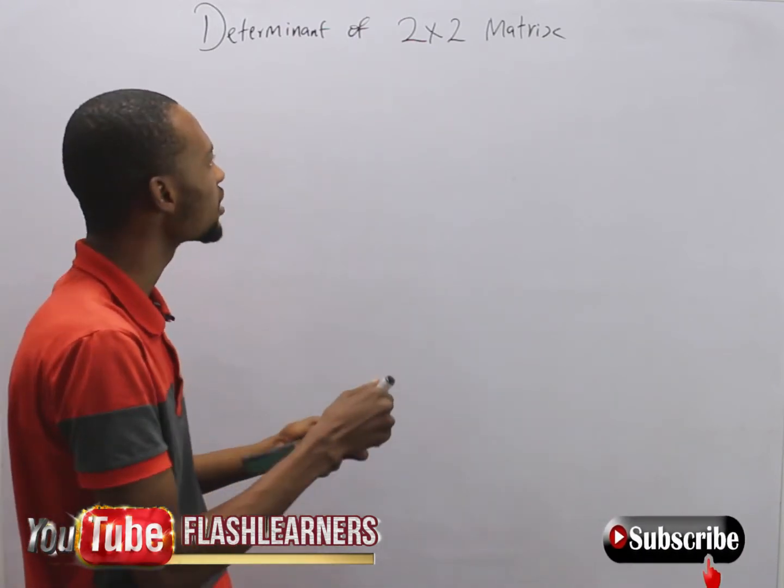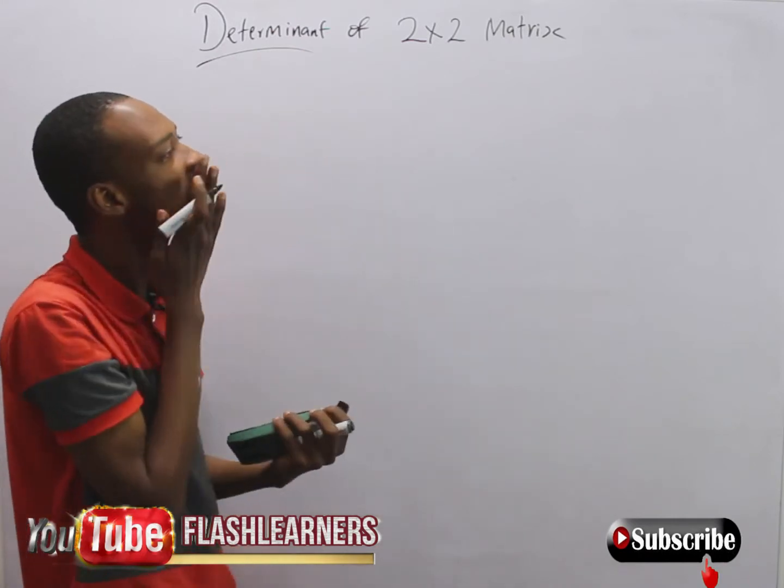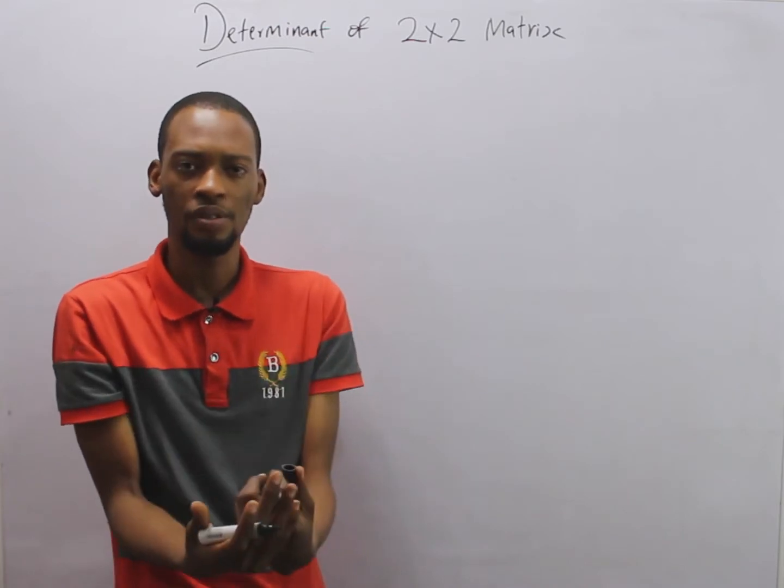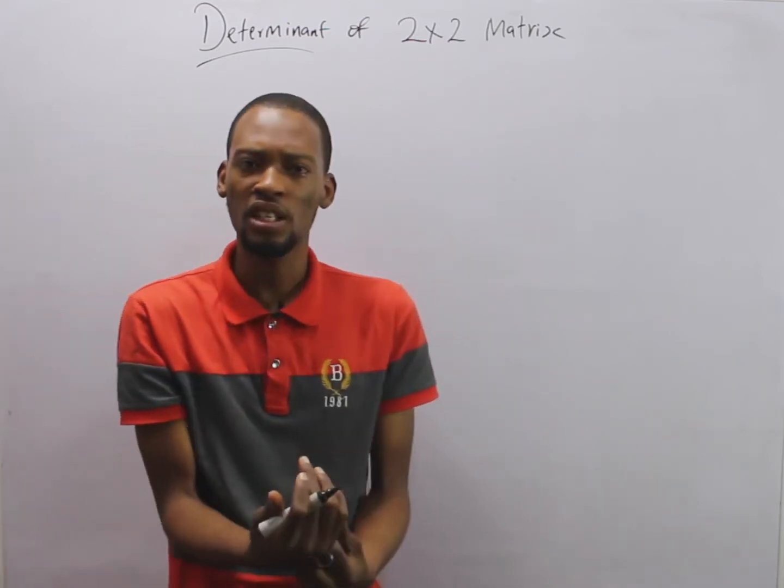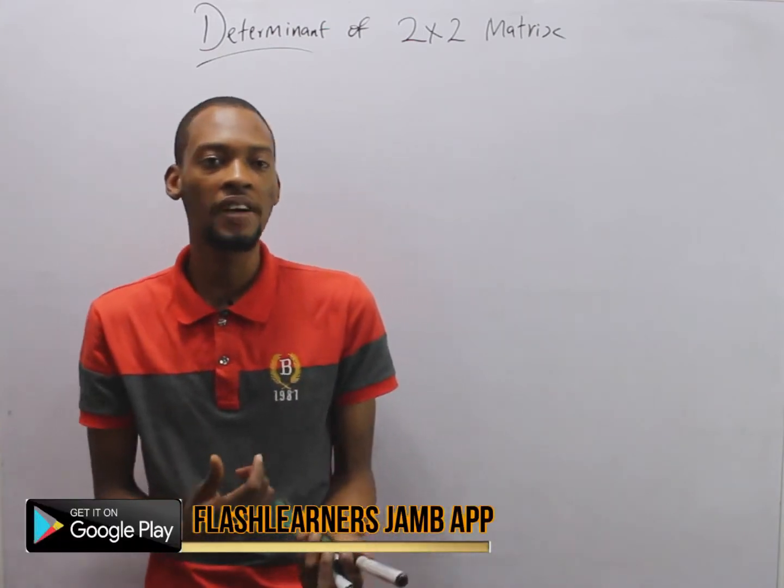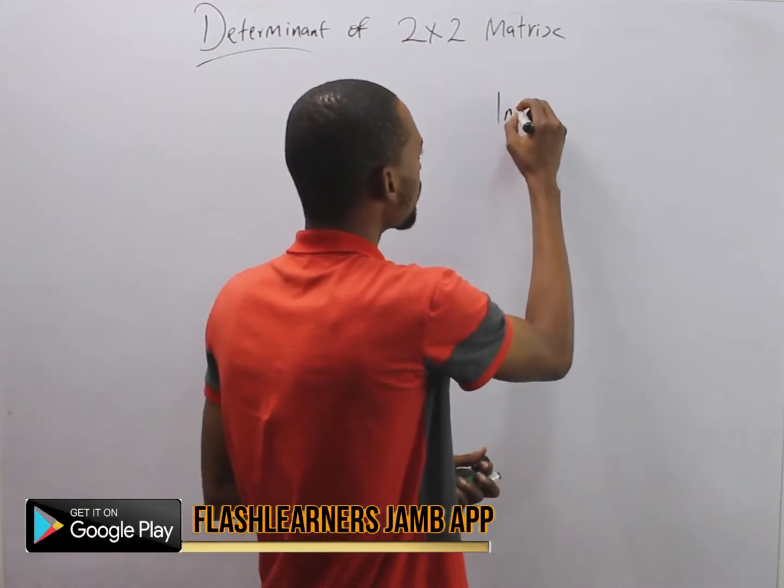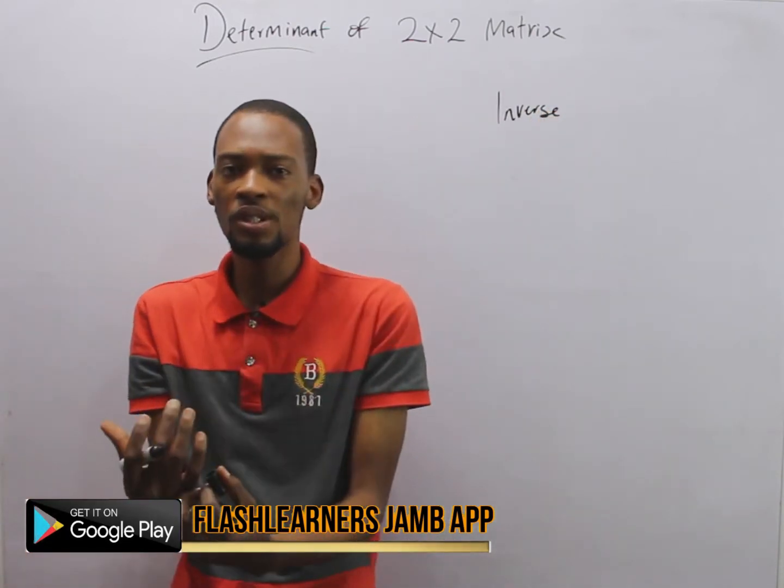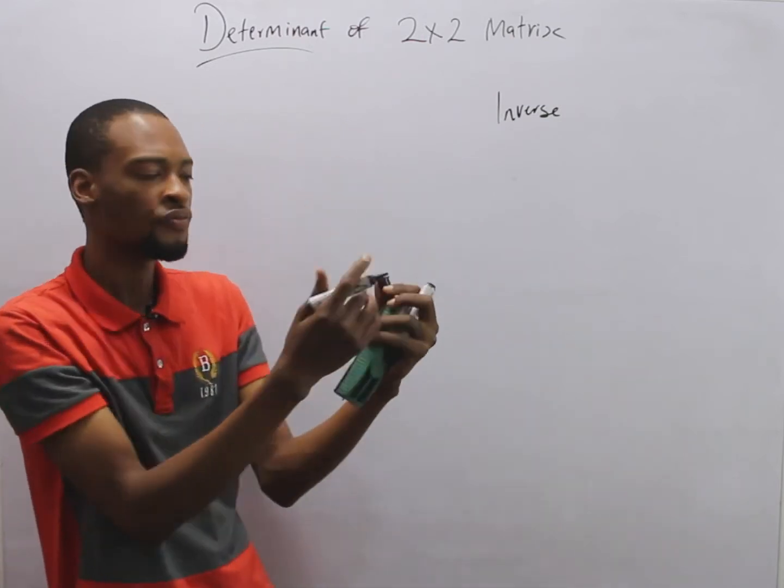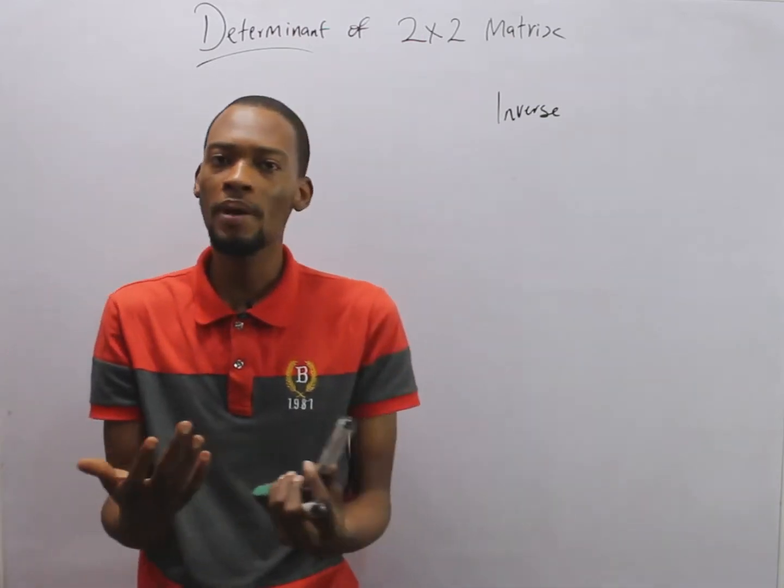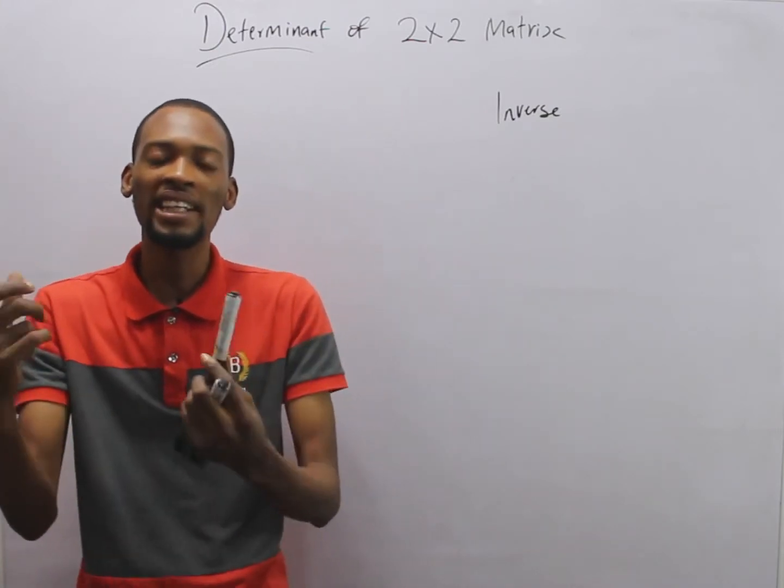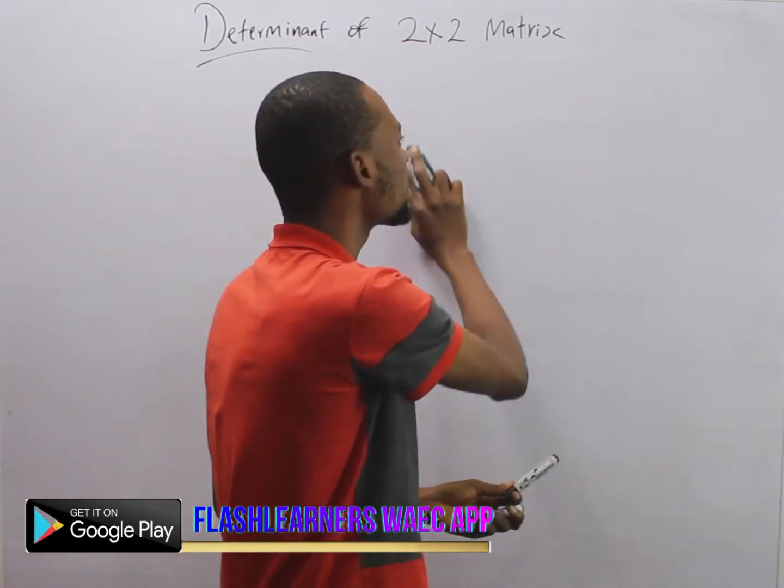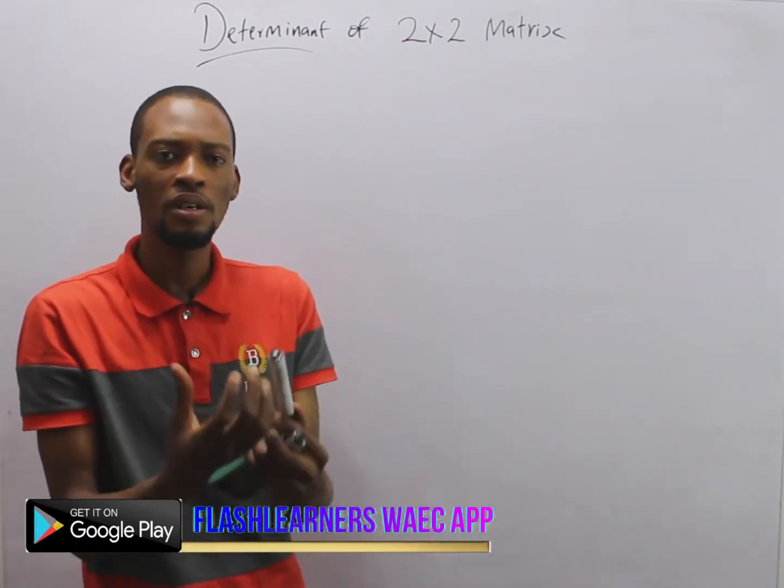Now, what is a determinant? Determinant is simply a special number that can be calculated from a square matrix. Determinant is very important because it plays a big role in finding the inverse of a matrix. It also plays a role in solving simultaneous equations using matrices. Now, we can look for a determinant of 3 by 3 matrices, 4 by 4, and other types of matrices. But in this video, we'll be learning how to calculate the determinant of a 2 by 2 matrix.